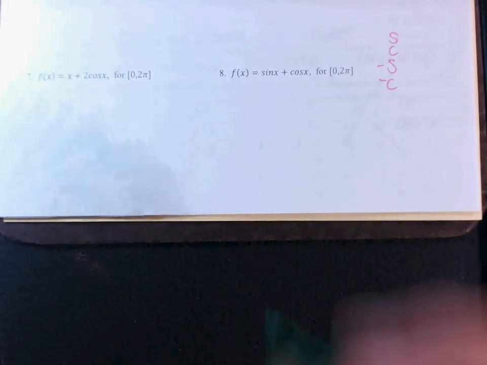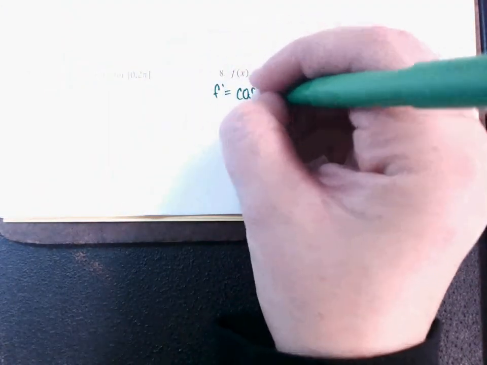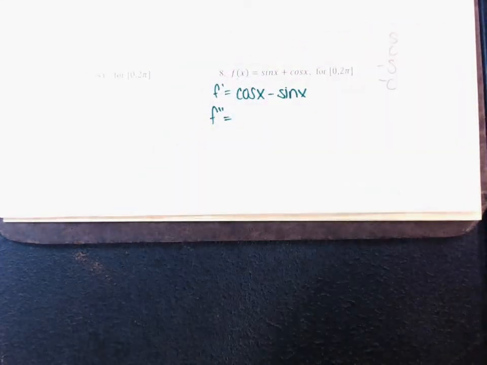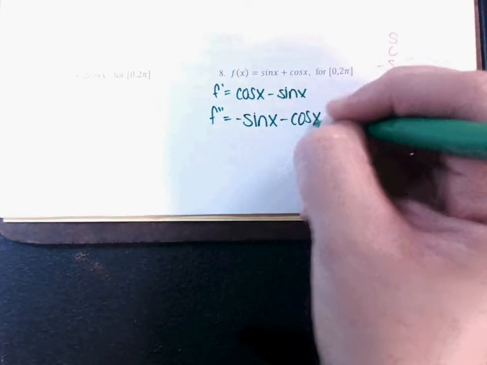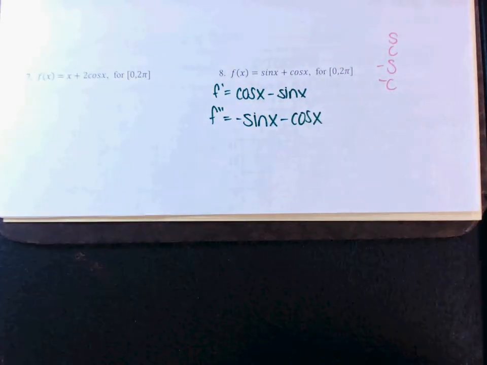Okay, what is f prime for sine x plus cosine x? Okay, cosine x minus sine x. Okay, now I have to take the derivative one more time. Good, negative sine x minus cosine x. Then for second derivative test, I set that equal to 0.